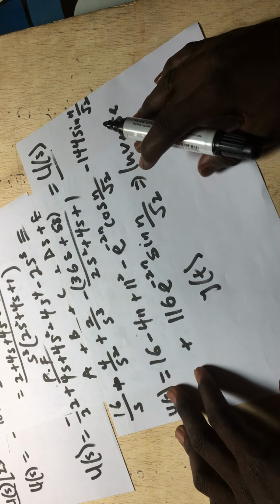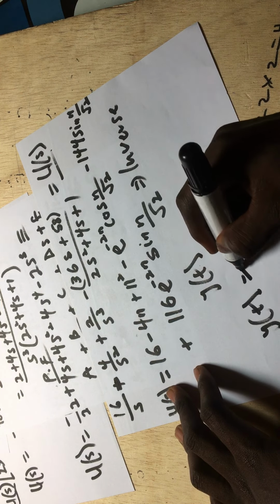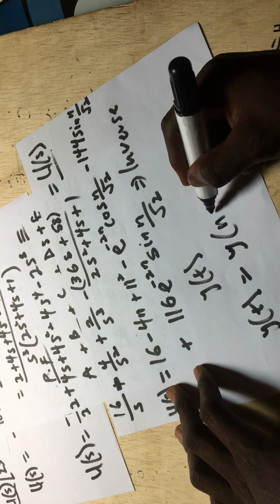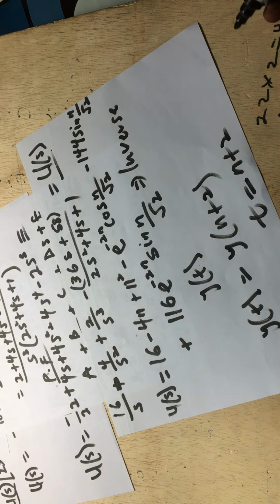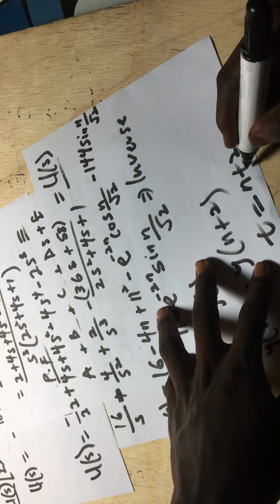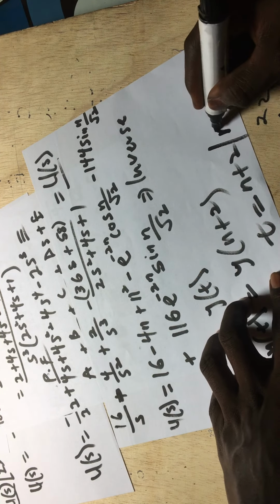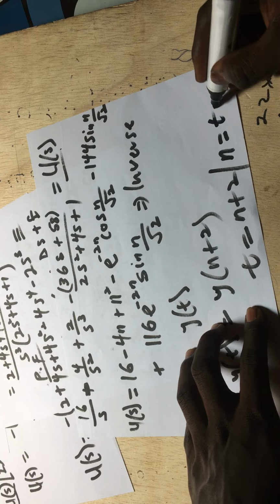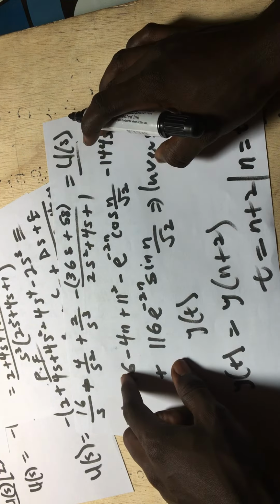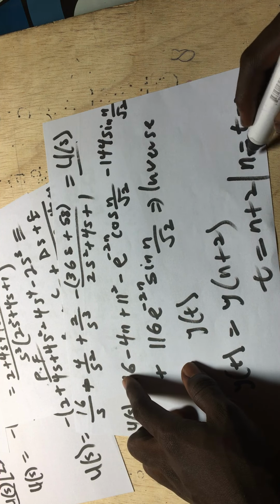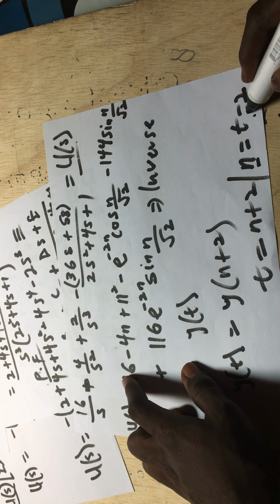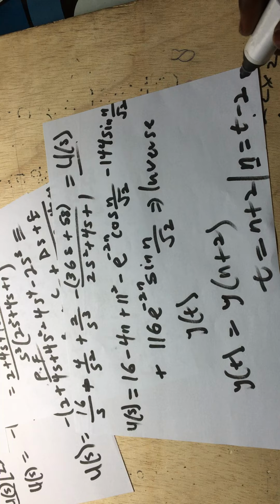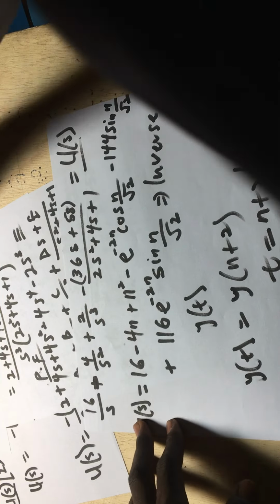But from the beginning we know that y of t is y of n plus 2. We know that our t is equal to n plus 2. So what are we going to do? We are going to make n the subject here. So making n the subject, n will be equal to t minus 2. So from the inverse we are going to substitute t minus 2 in place of n. Are you guys okay?